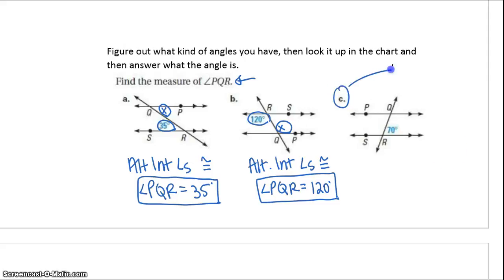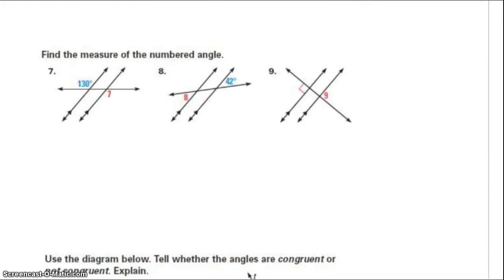You know what? I want you to try this. You can pause it and do it now, or you can wait till the end and go back and fill all them in and kind of quiz yourself with it. Whatever floats your boat, just make sure it's done for class, and we'll talk about that one when we come back to class. But for now, let's keep on going. Find the measure of the numbered angle.